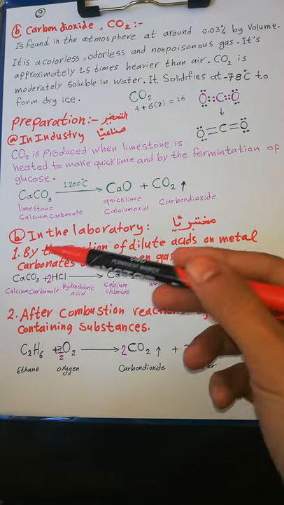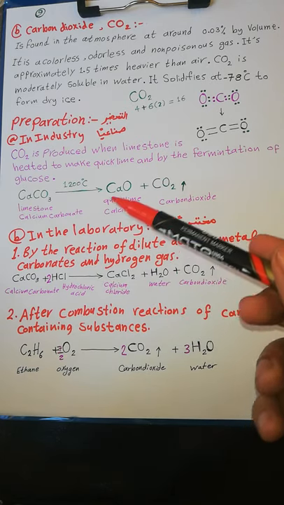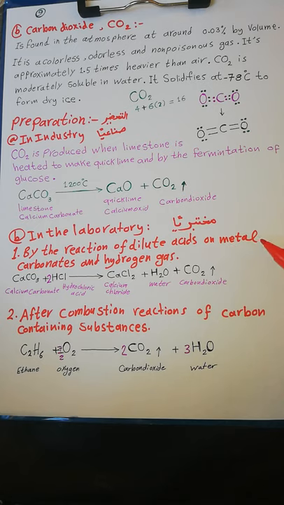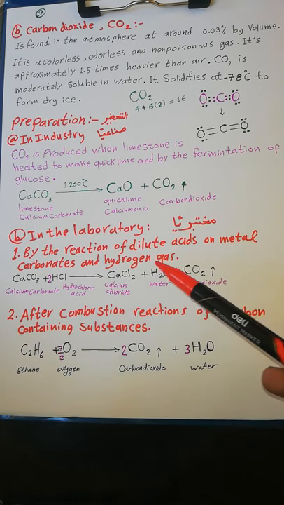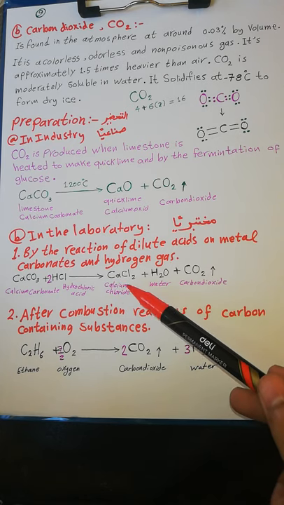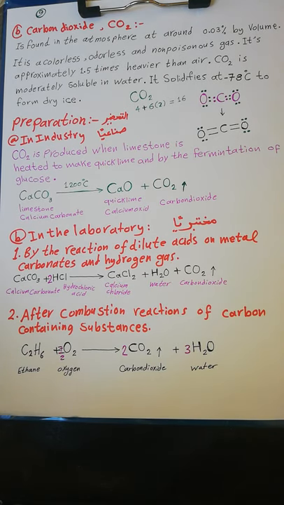So the first method in the laboratory to prepare carbon dioxide is by the reaction of dilute acids on metal carbonates. CaCO3 plus 2HCl will give us CaCl2 plus H2O plus CO2, carbon dioxide. Here is the carbon dioxide.